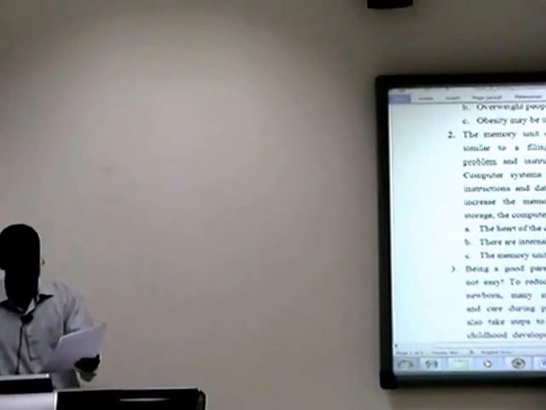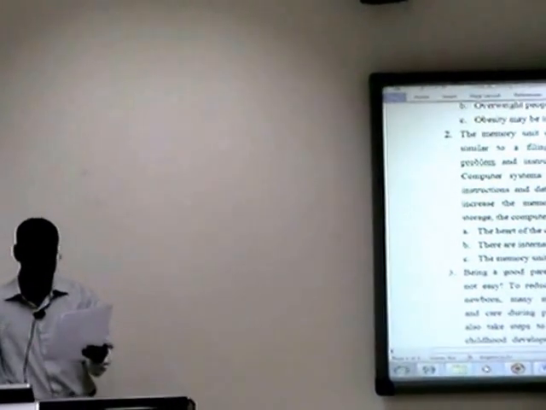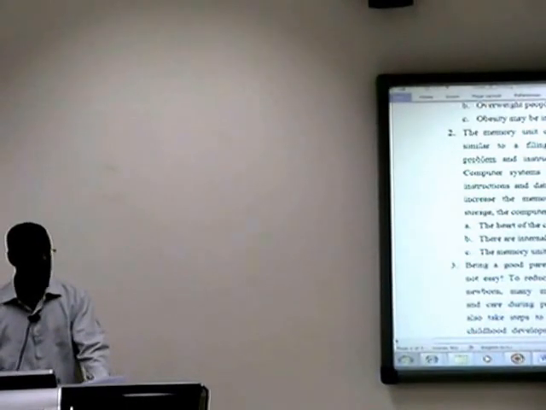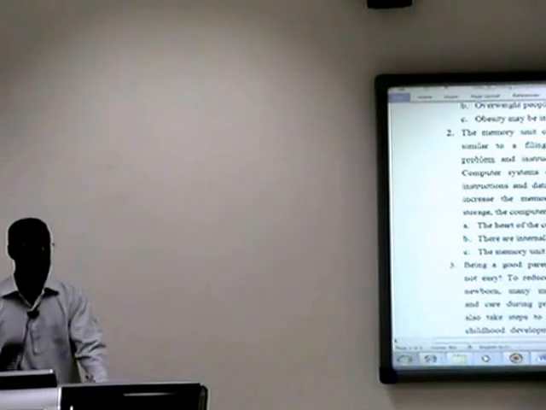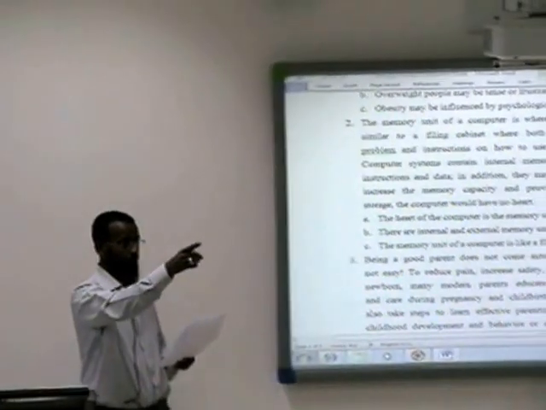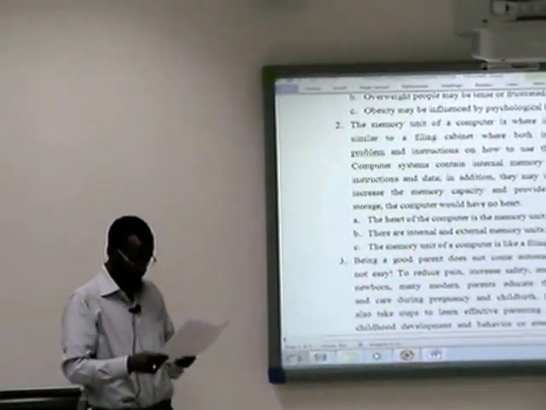A. The heart of the computer is the memory unit. What about the others, B and C? They are all details, examples. They are not the main idea of the paragraph. Who would like to read number 2? Yes? At the back? Yes, go ahead.